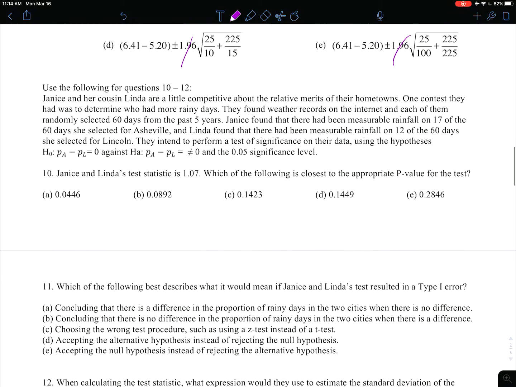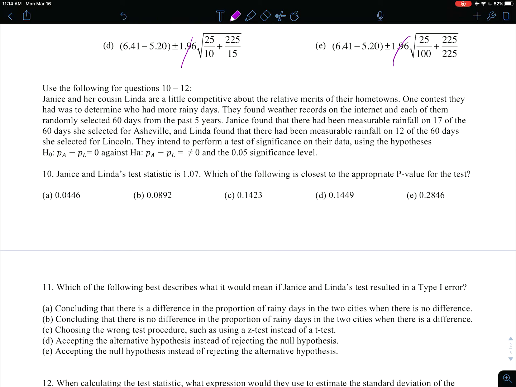Let's see, coming down for 10 through 12 here, we have this situation. We have these contests to determine who had more rainy days, because that's important. And let's see, we have a test, two-sided difference here, 5% significance level. Randomly select 60 days for the past 5 years. Janice found that measured rainfall on 17 of the 60, so that's her success rate, and then 12 out of 60 for the other group.